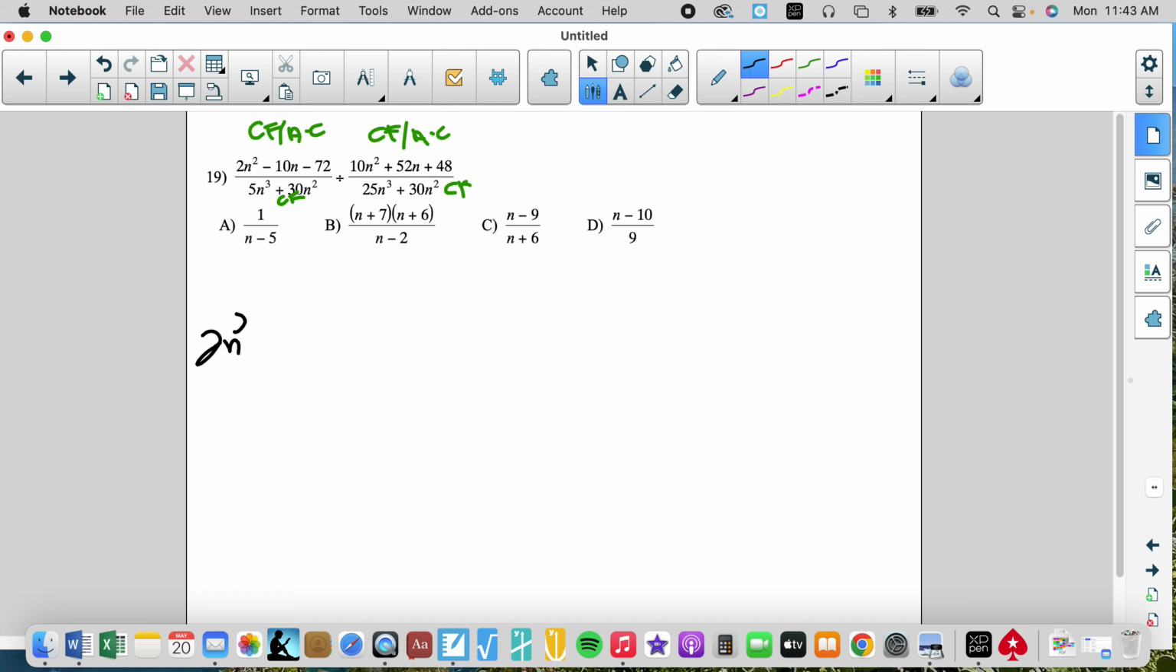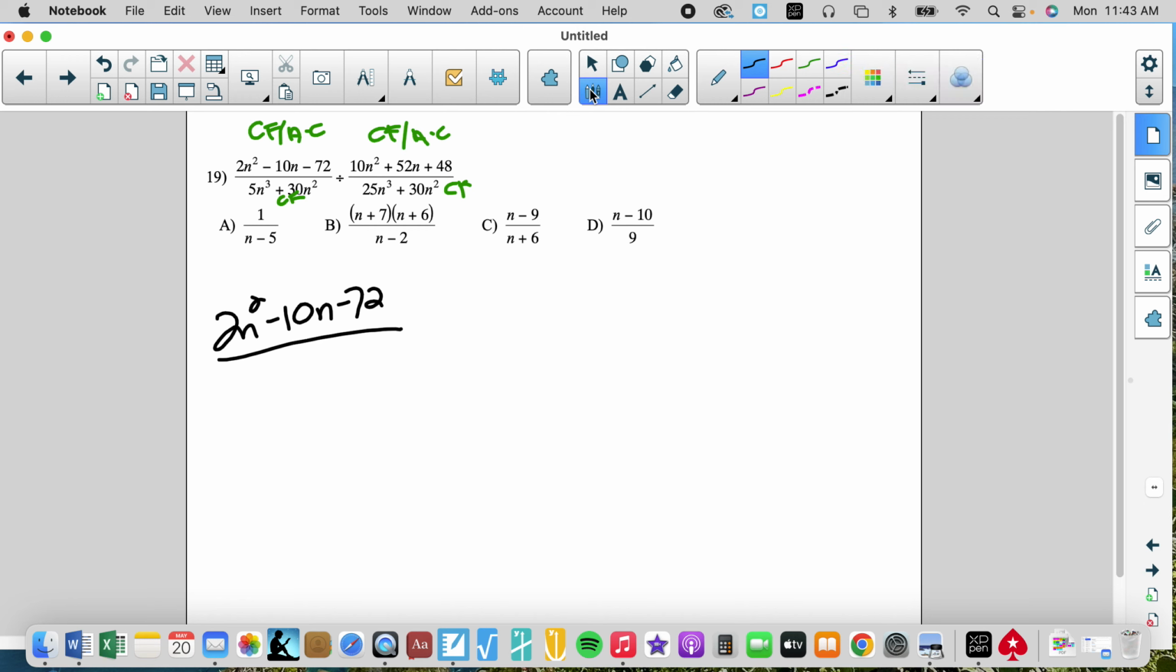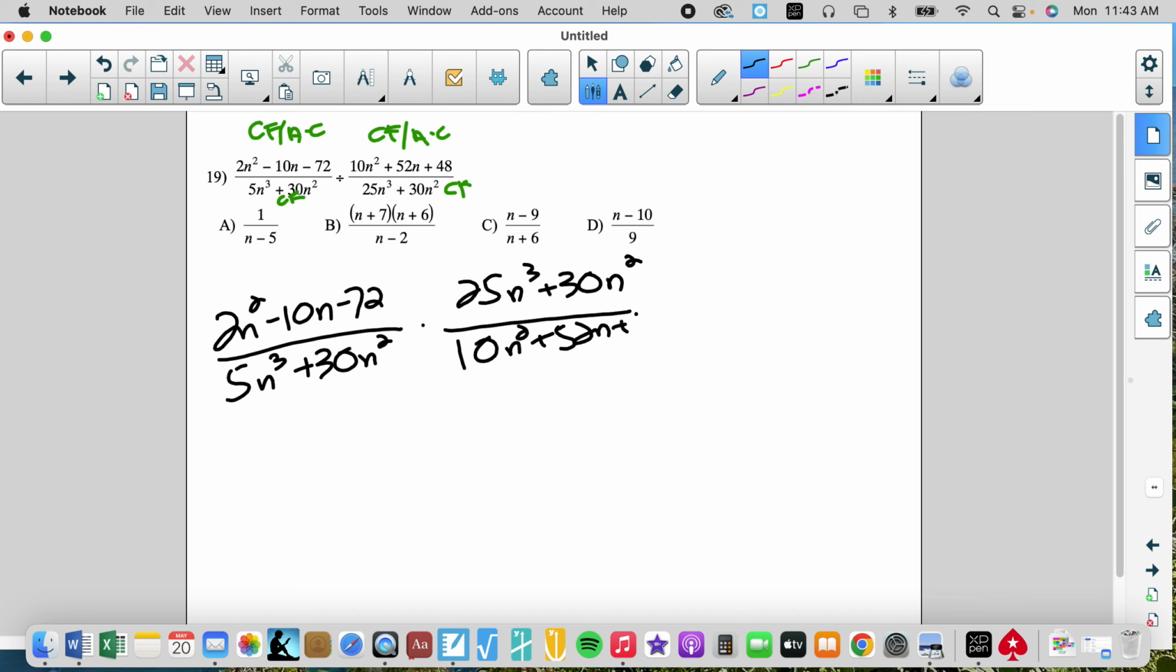So 2n, almost made a mistake. 2n squared minus 10n minus 72 over, sorry, this can go up here, over 5n cubed plus 30n squared, times 25n cubed plus 30n squared over 10n squared plus 52n plus 48.